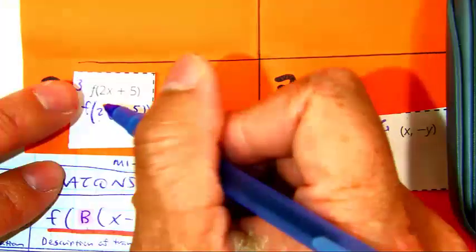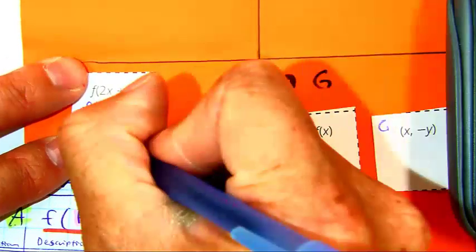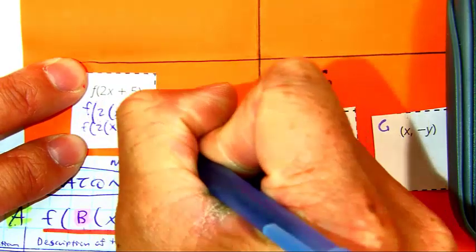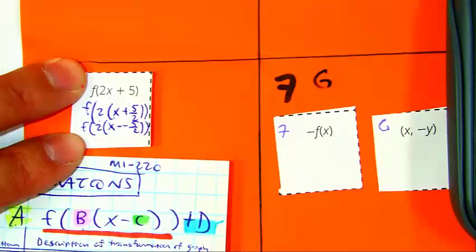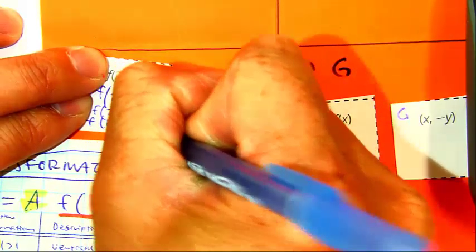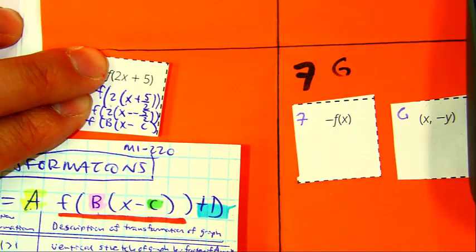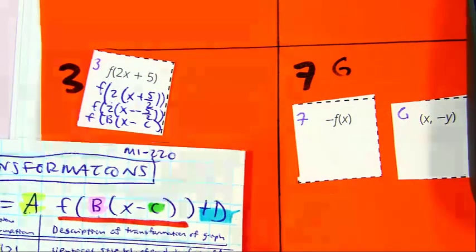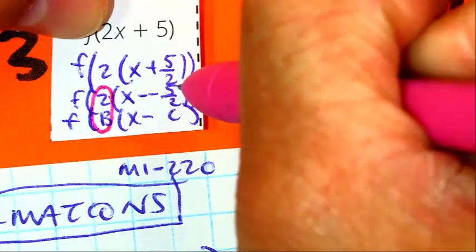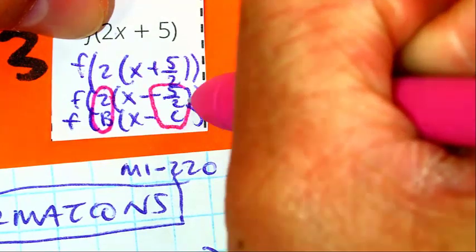Now, how do you know that? You can always write it. Let's write this plus sign. So feel free to write on these. And then what you can do is you can write the formula right below it or above it. So F, B, X minus C. Now, why did I do that? So that I can see that my B value is equal to 2 and my C value is equal to a negative 5 halves or negative 2.5.